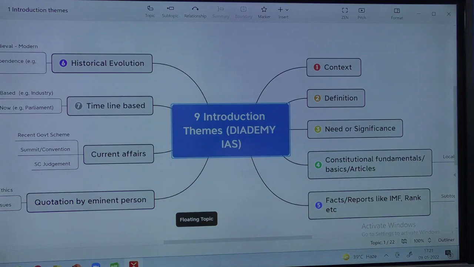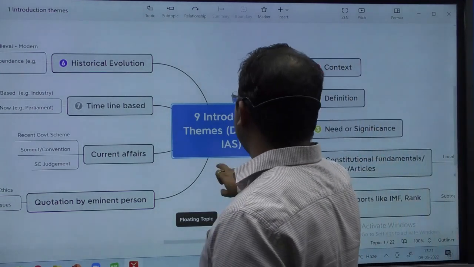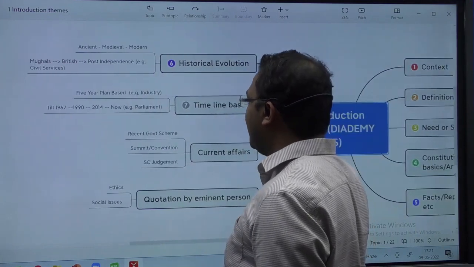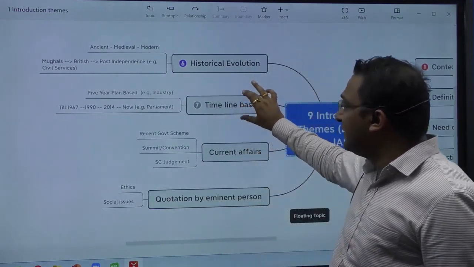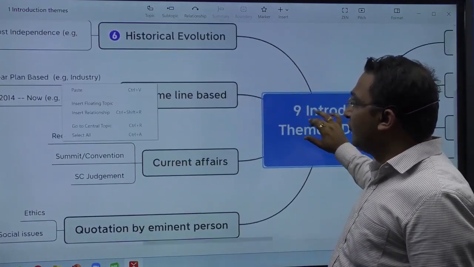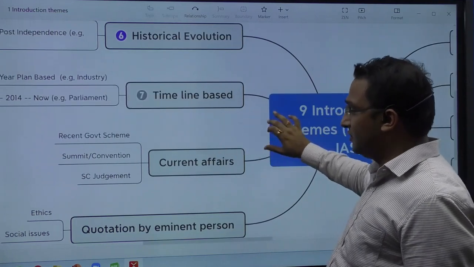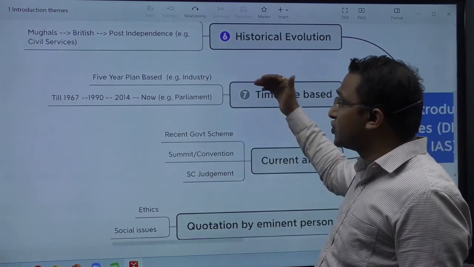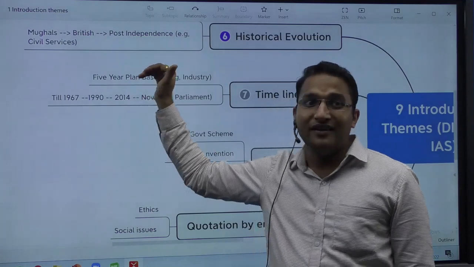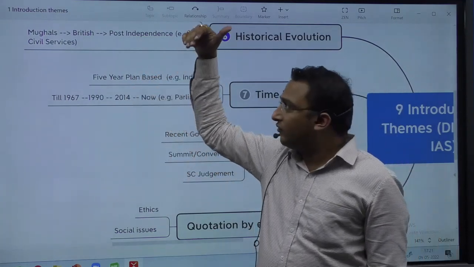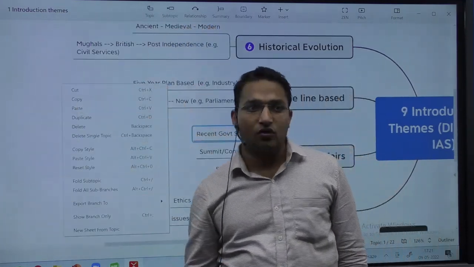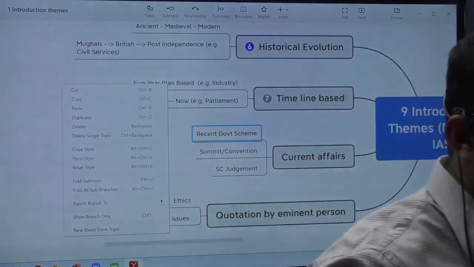So this is the summary of the points that we have discussed. Out of this, I did not discuss the timeline based approach. In the timeline based approach, we need to write the timeline. Suppose we are talking about industry. What is the timeline of industry from independence till now? We can do that, okay?